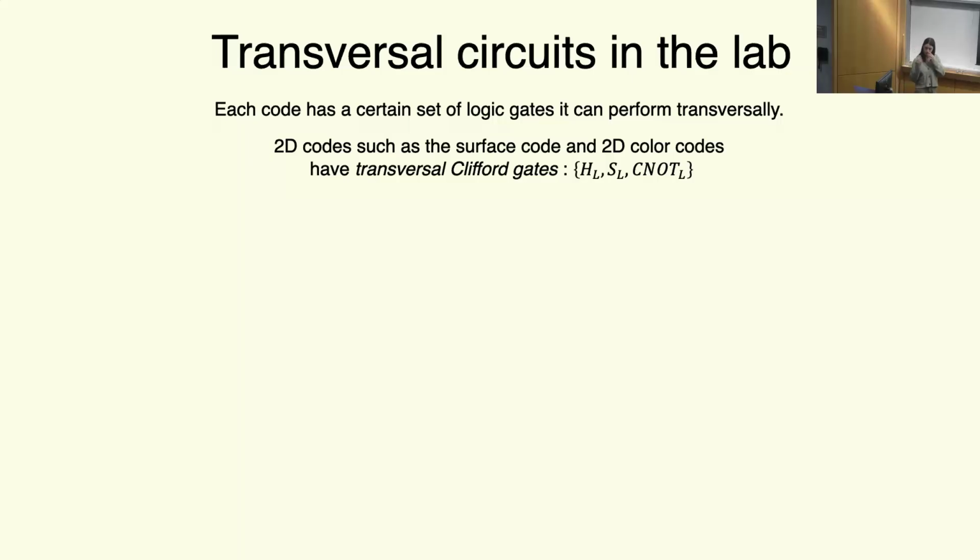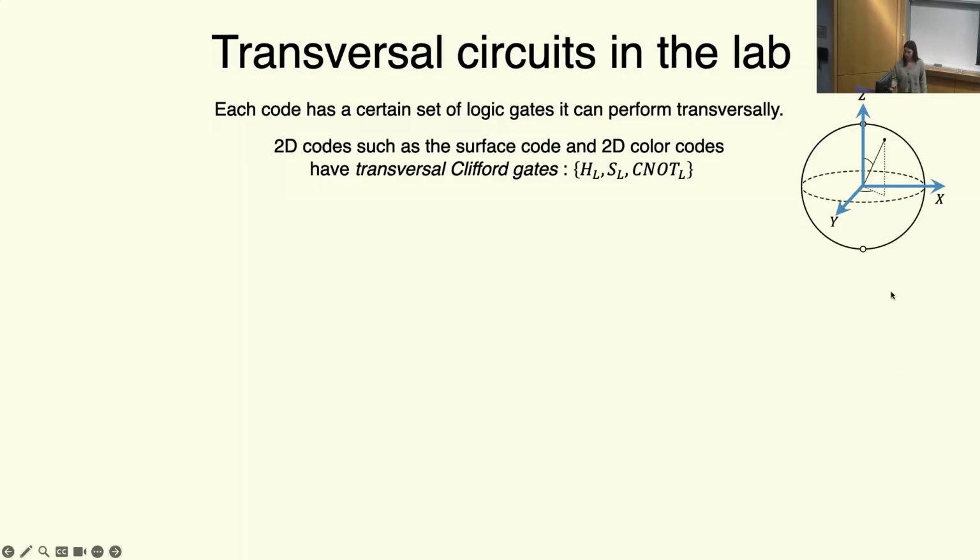So 2D codes, such as the surface code, and also a type of 2D color codes, have transversal Clifford gates. What is a Clifford gate? You can think of it on the single qubit level as being able to prepare 90-degree angles on the Bloch sphere. For example, Hadamard gates, which are Clifford, will take you from plus Z to plus X. Oops, should be X, not Y. And then the phase gate will take you from Y to X.